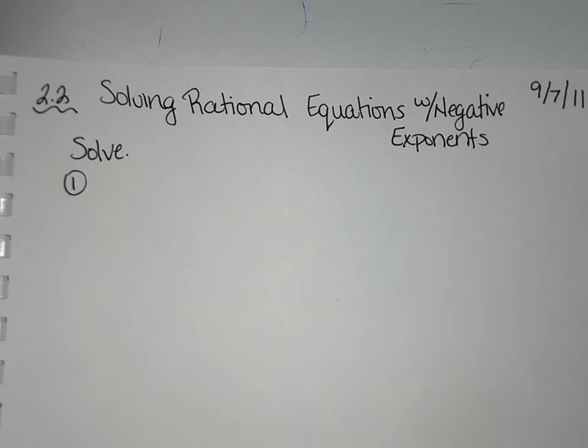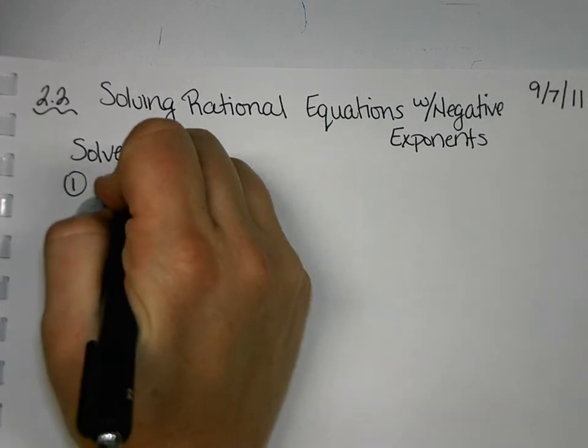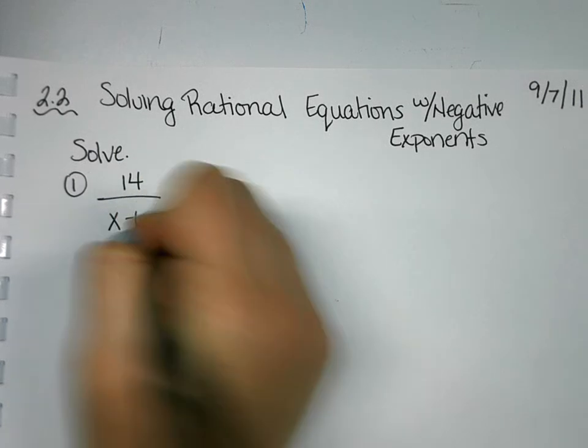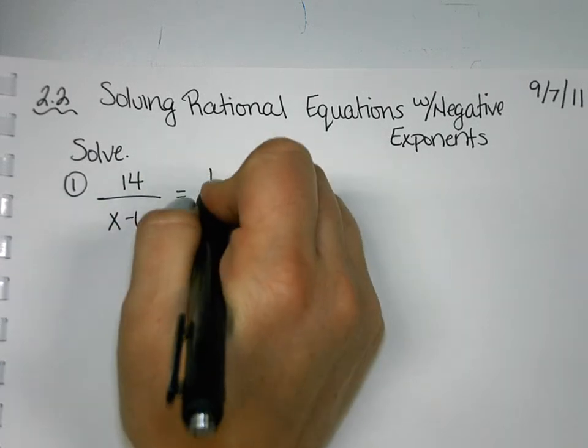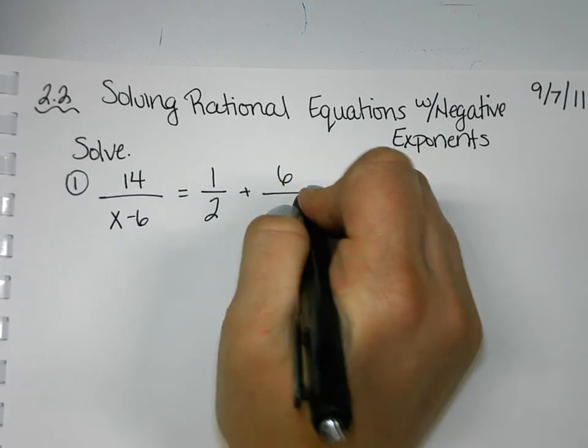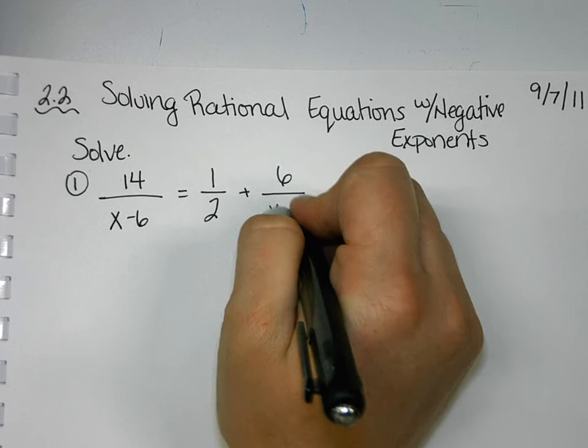So today's are very short. It's only 3 examples to get you kind of started, and then your assignment will be on Monday. So this first one is going to be similar to what we did yesterday. So we're going to solve 14 over x minus 6 equals 1/2 plus 6 over x minus 8.